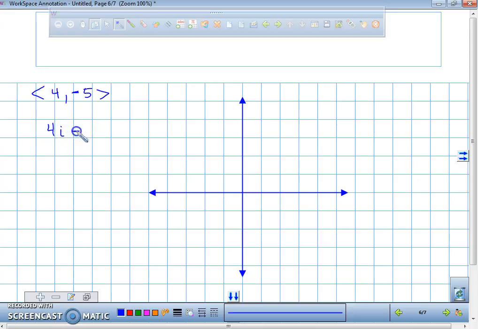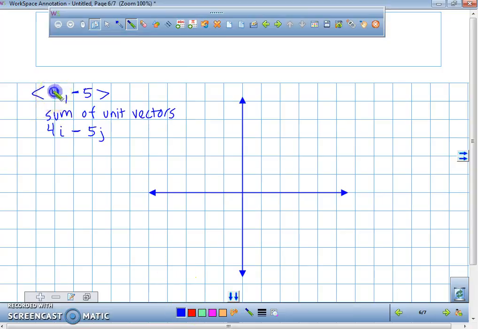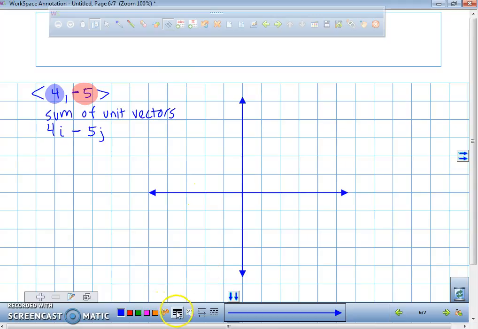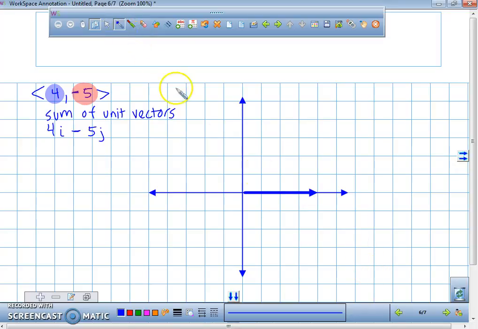4I minus 5J. And this is written as a sum of unit vectors. I'm going to highlight this one in blue, this one in red. Make this a little bit thicker so we can see it. Okay? How much am I going to go over? I'm going to go over 4 units. And what does this vector represent? This represents the 4I.